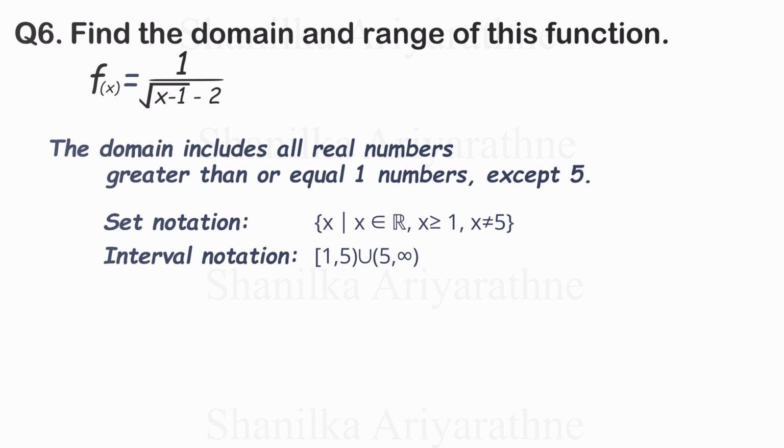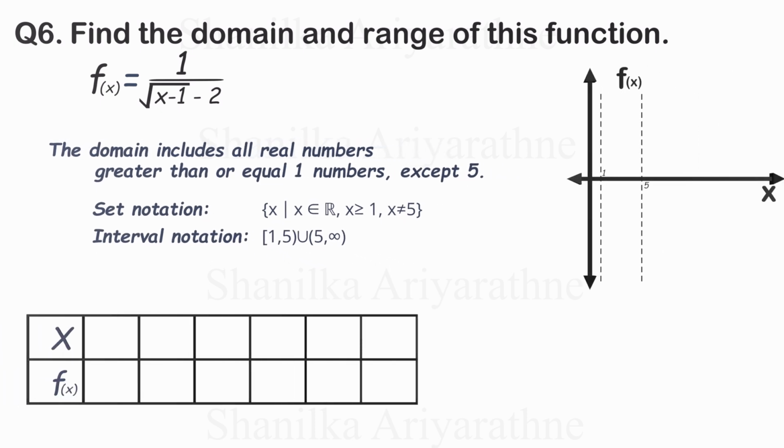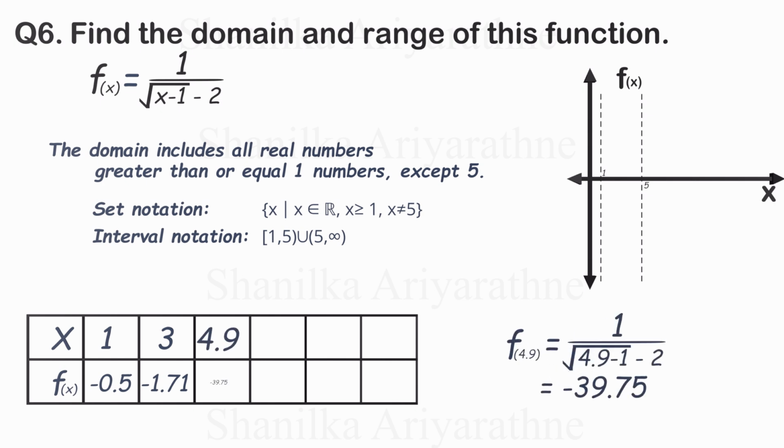The range seems harder to figure out from the formula alone, so we can draw the graph by substituting some values for x and finding the corresponding f(x). If x is 1, f(x) is equal to minus 0.5. If x is 3, f(x) is minus 1.71. If x is 4.9, then f(x) is minus 39.75.